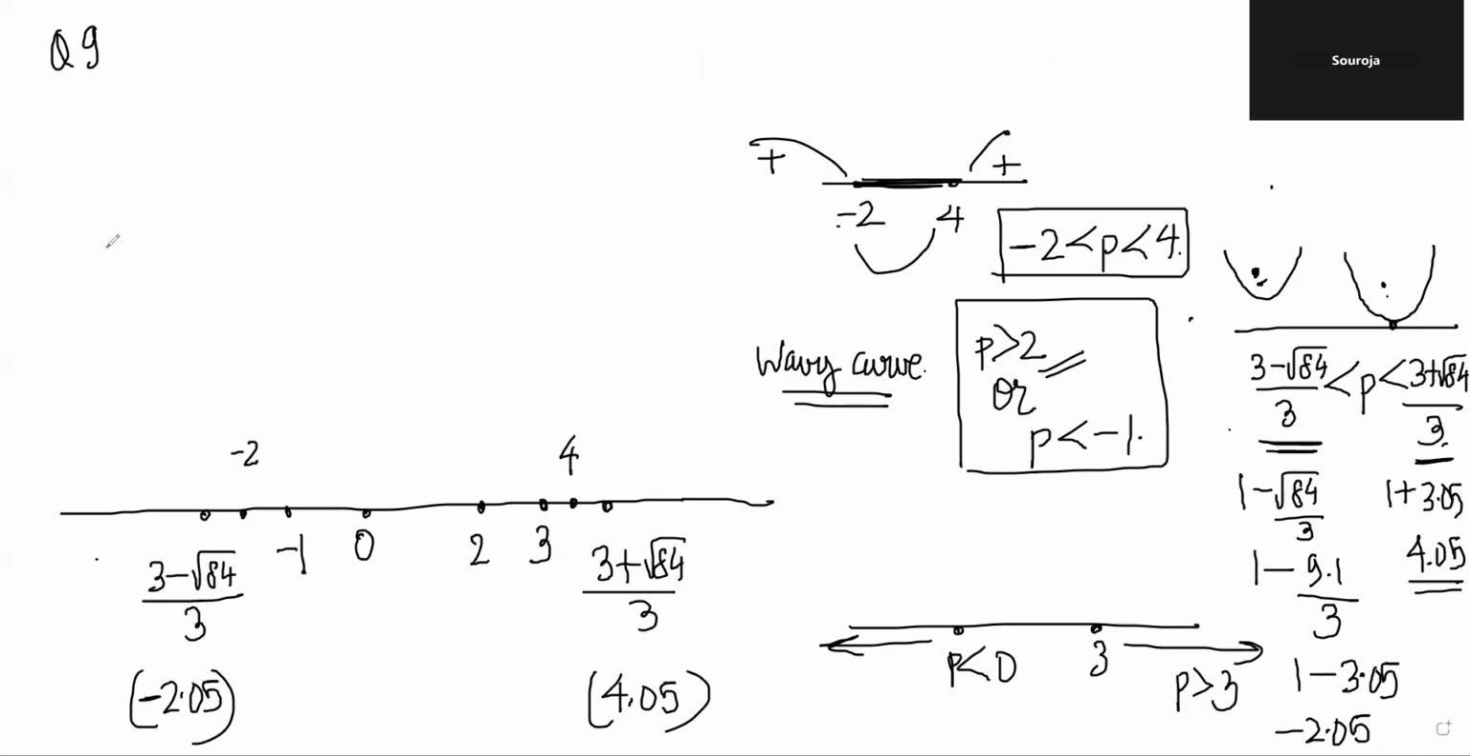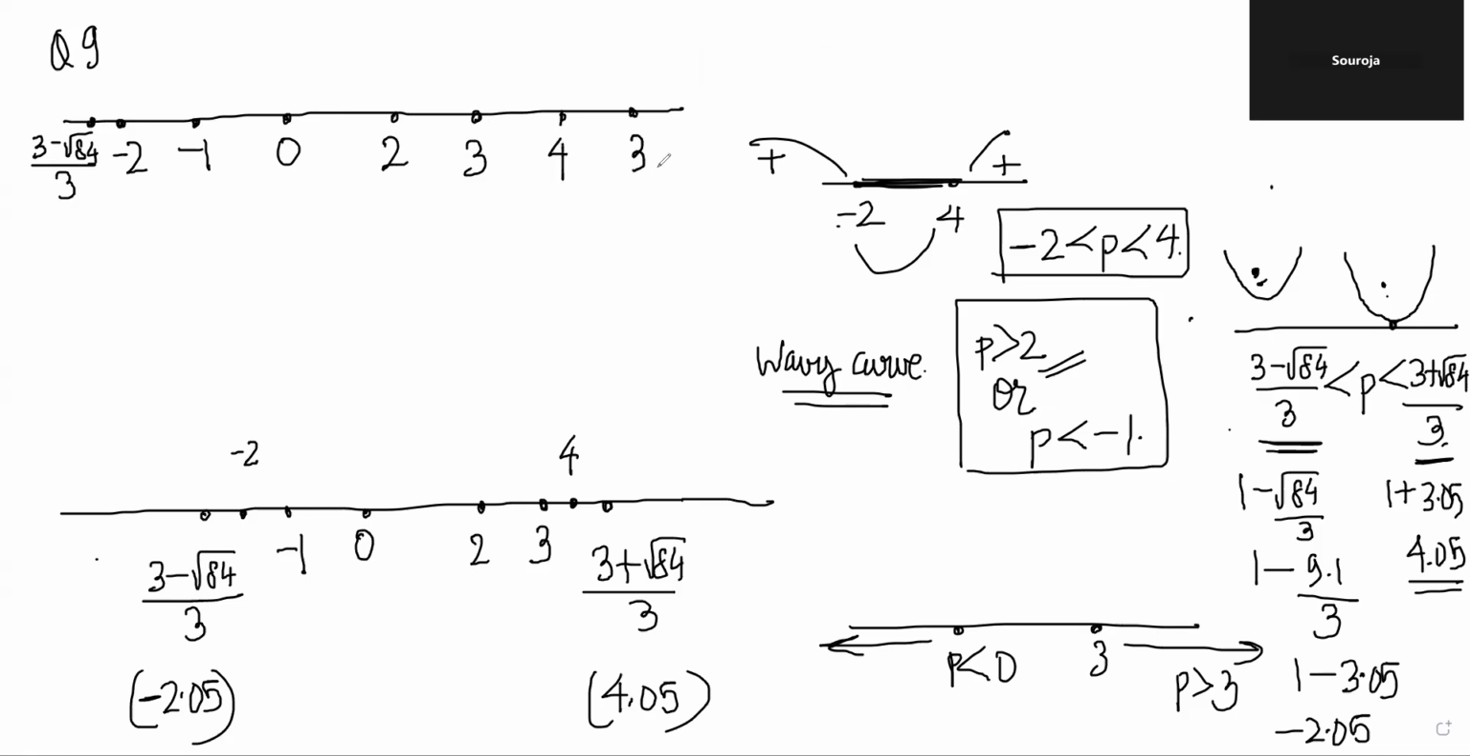So this is 1 minus root 84 by 3. This is close to -2, right? But it is smaller than -2. Then we have a -1, then we have a 0, then we have a 2, then we have a 3, then we have a 4, and then we have 1 plus root 84 by 3.